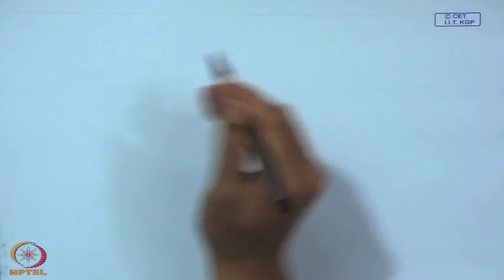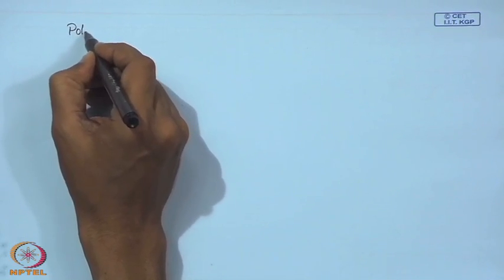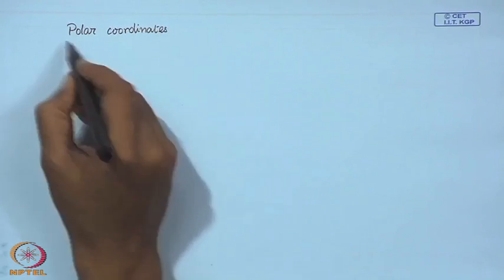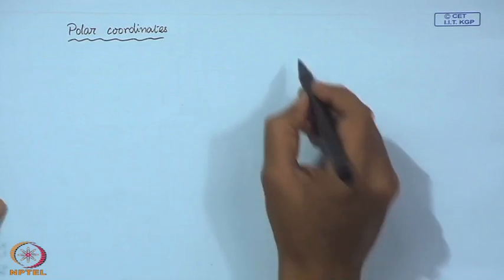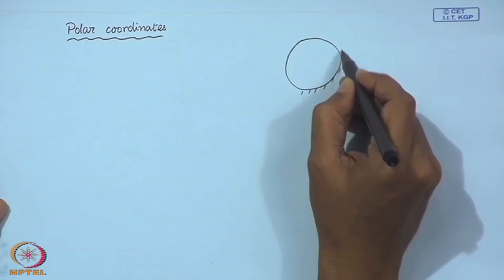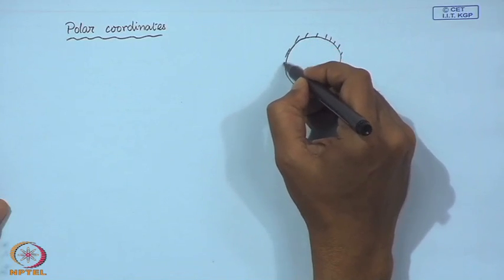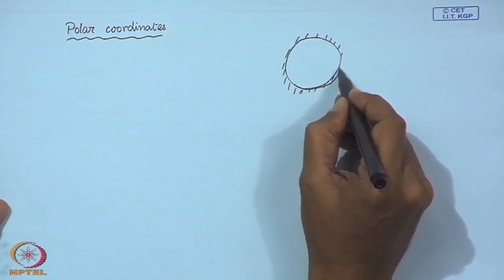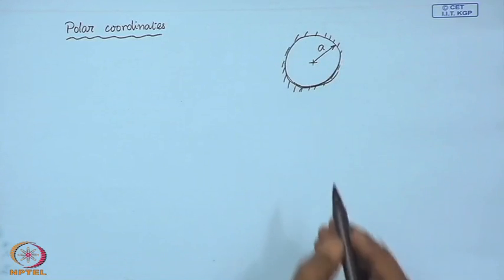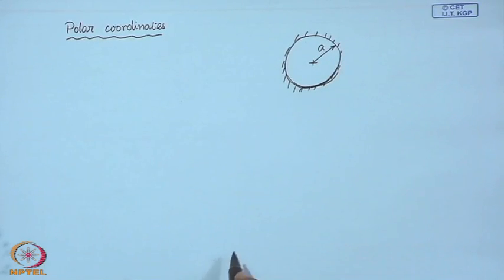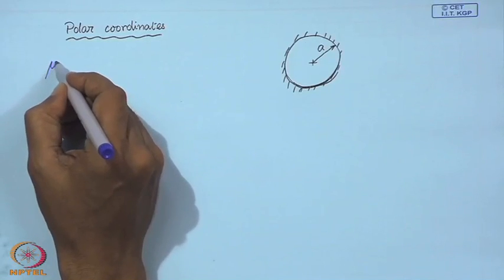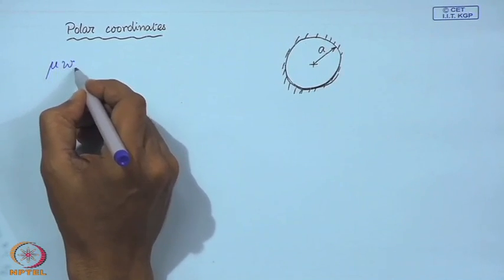Now, when we go to the polar coordinates, we use polar coordinates when we have a circular membrane. So, suppose you have a circular membrane of radius a, then first of all the equation of motion for this membrane. So, we have the equation of motion for a rectangular membrane written out in this form.